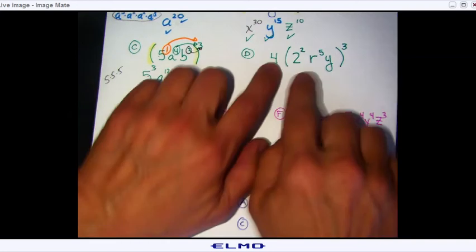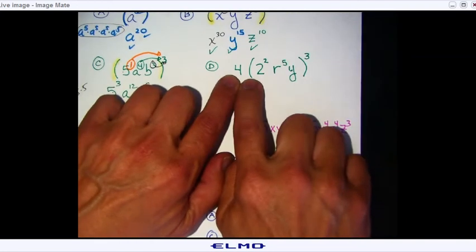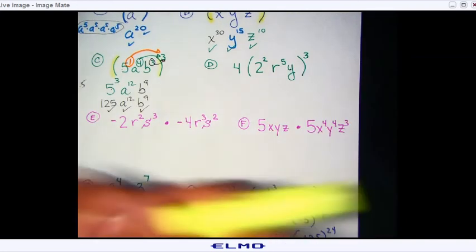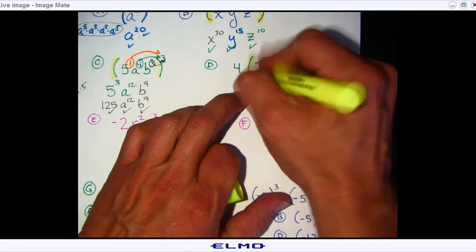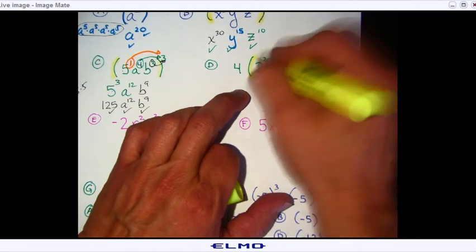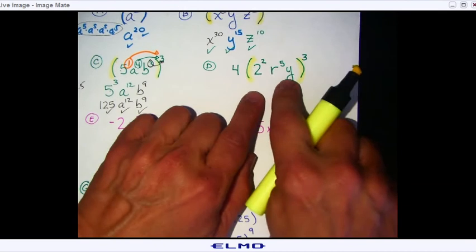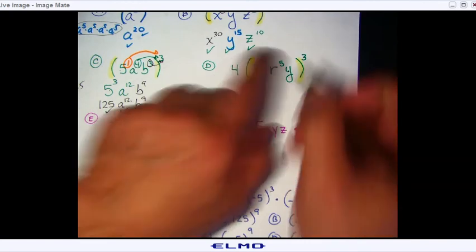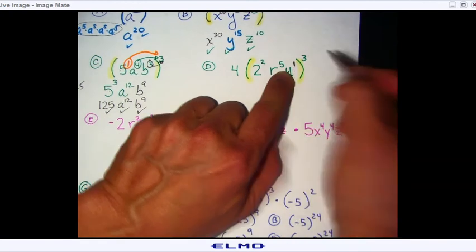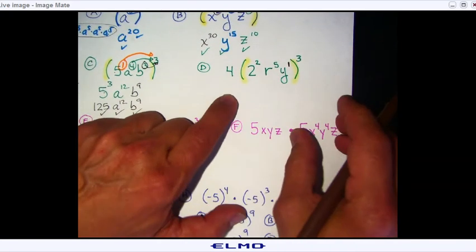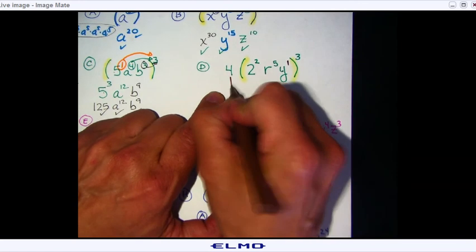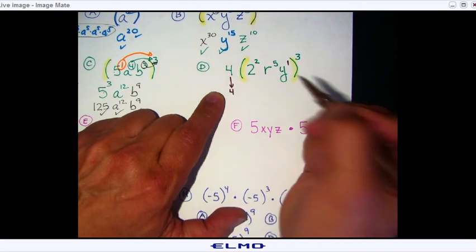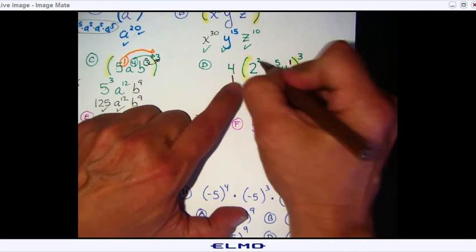So remember, the 4 is not to the power of 3. The only thing to the power 3 is in parentheses, right there. You see that? So everything should have a parentheses because it's a power. So which one's missing something? The y. I'm going to put a 1. Just put a 1. It's not going to hurt you. And remember, the 4 just drops down.